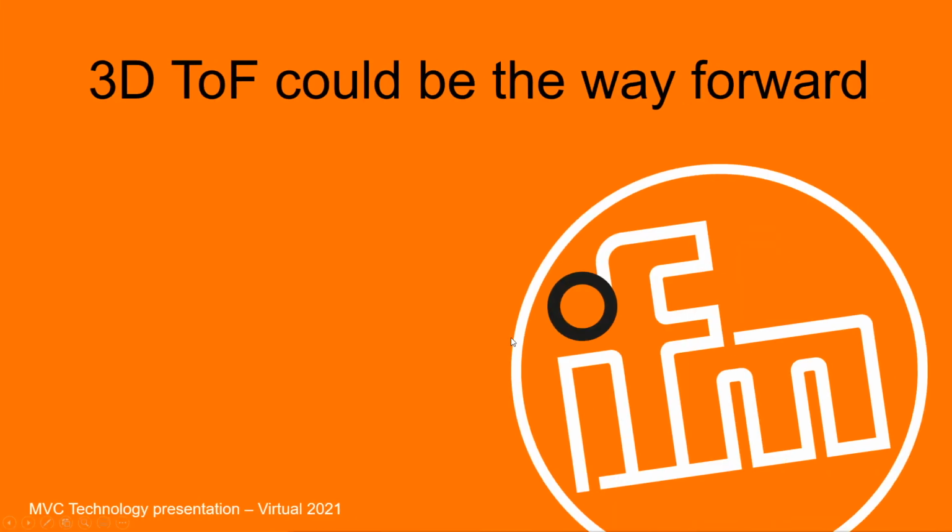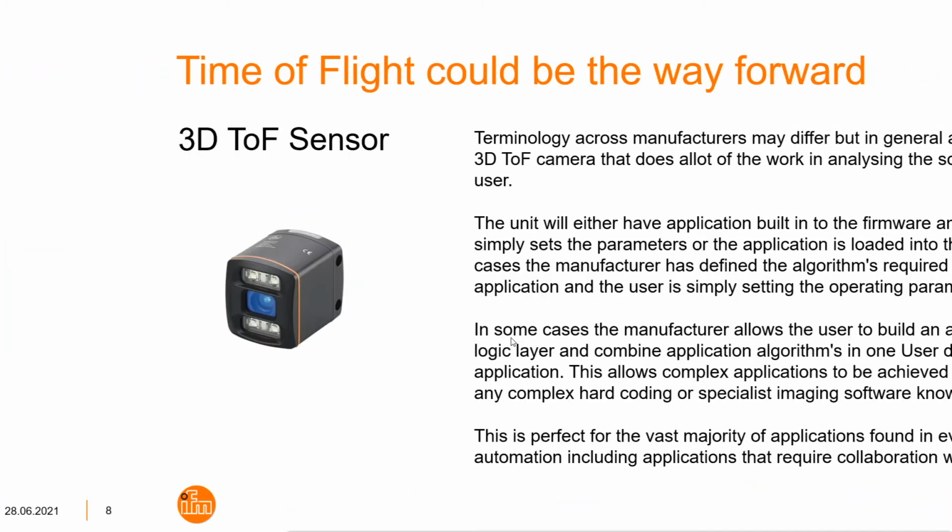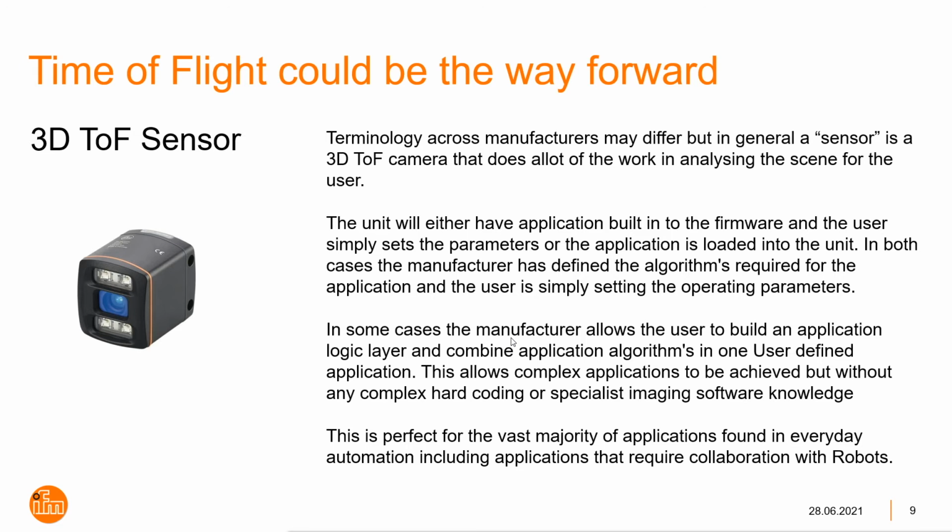So if we start looking at the hardware, I've kind of split it in two, sensors and cameras. What do I mean by a sensor? A sensor to me is where the manufacturer has took a lot of the legwork out for you. So you have a 3D image being generated, you need to apply algorithms to that to get it to do something useful.